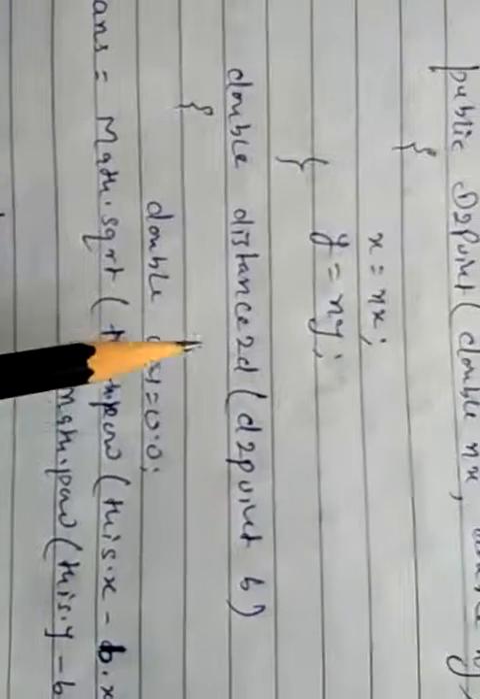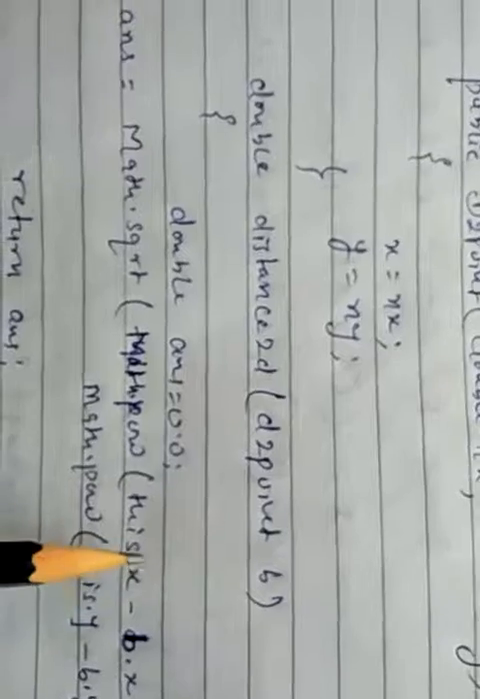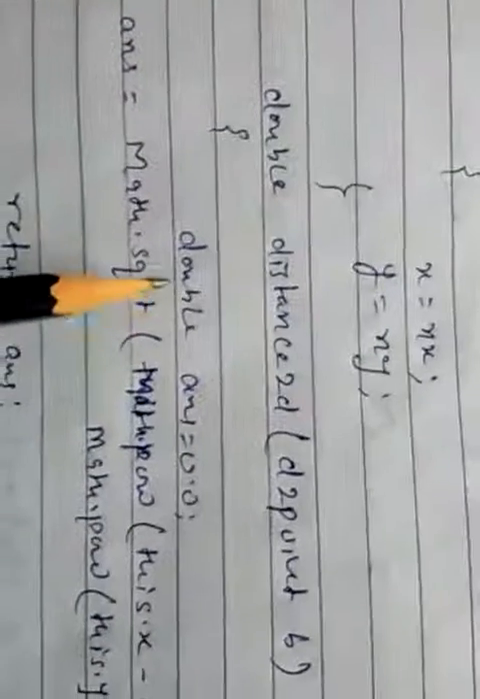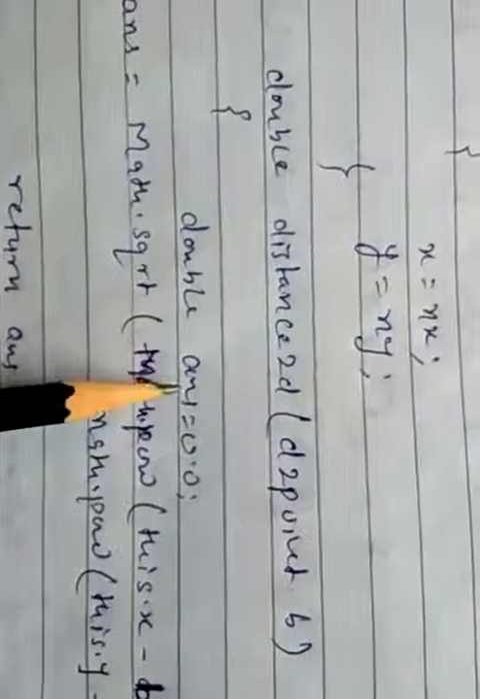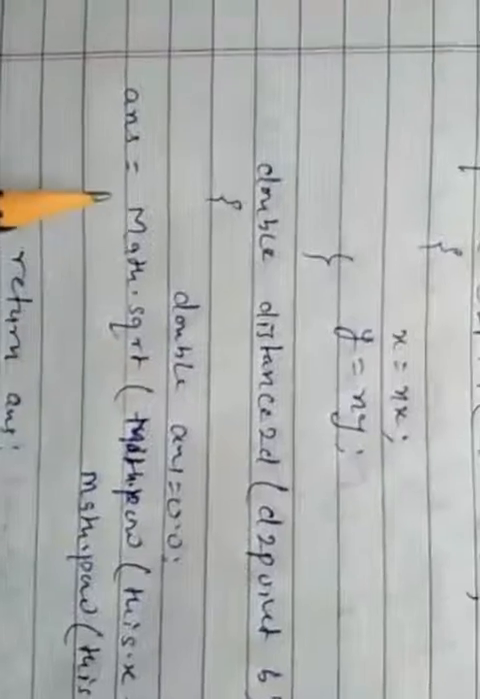This is the function for calculating the distance between two points, the current object and the passed object. So we take the variable answer equals 0.0, and answer equals Math.sqrt of Math.pow of this.x minus v.x. So this is the value of the current object's x, and this is the value of the passed object. This formula is given in the question, and we return the value of answer.